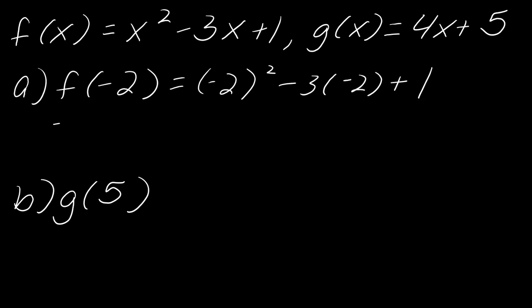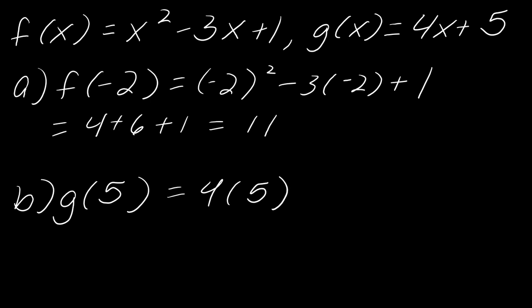And then I can go ahead and just evaluate this, right? So this becomes 4 plus 6 plus 1, so that will just equal 11. Versus for g of 5, again, you know exactly what I want you to do and which equation I want you to do it with. I'm asking you to plug 5 into this equation. So this will be 4 times 5 plus 5, so that's 20 plus 5, so that's going to be 25.